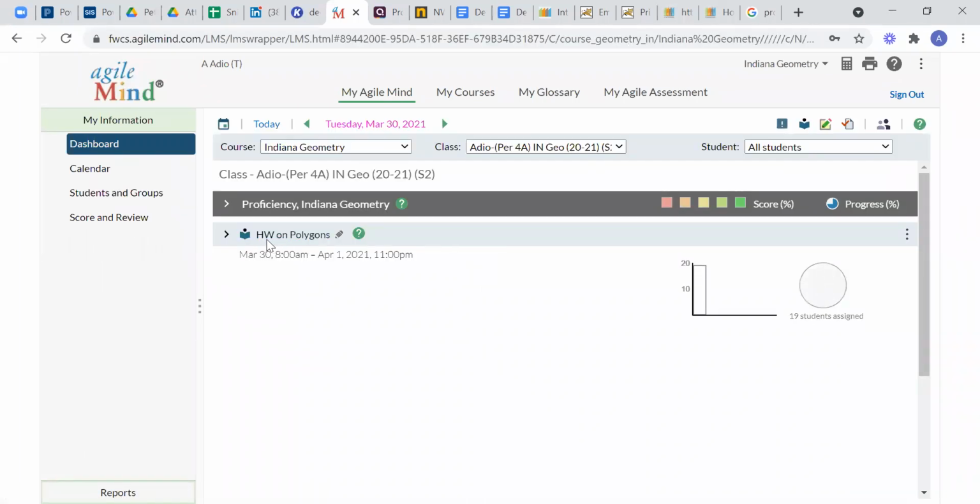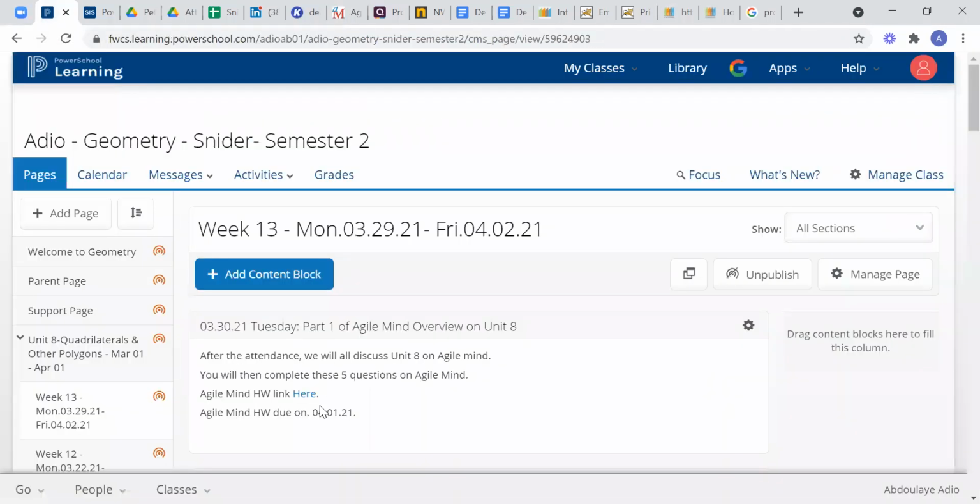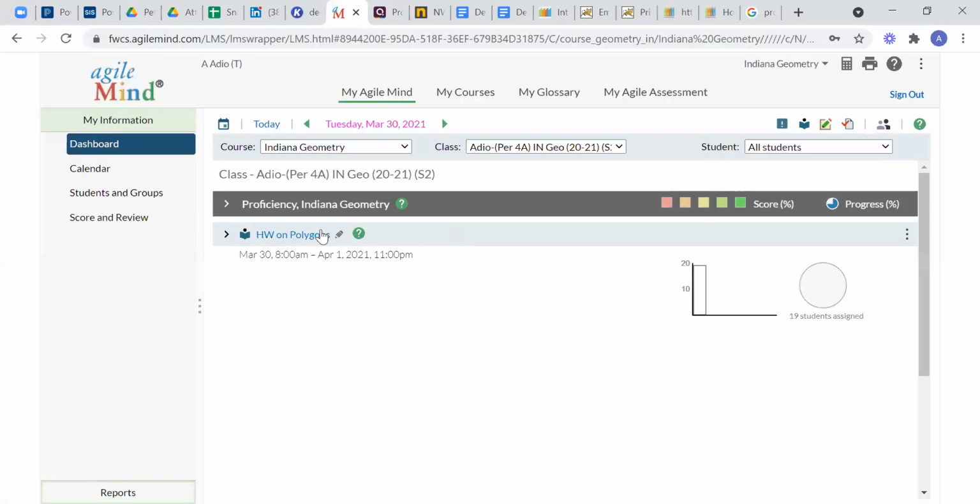this is the homework on polygons. If you go on our LMS page, open this link. It's going to take you down here, and once you click, you can start the homework. Nobody has started yet. 19 students assigned. Please start and make sure you finish. Just 5 questions about everything we just did, okay?